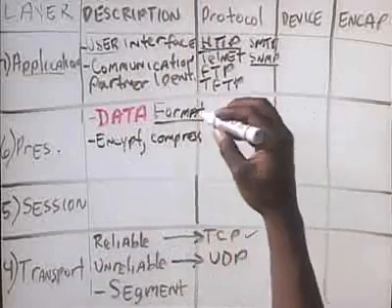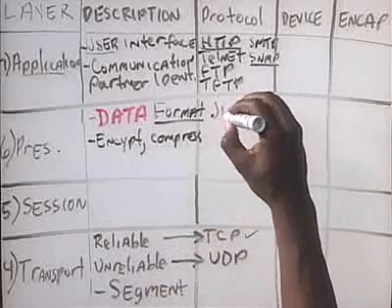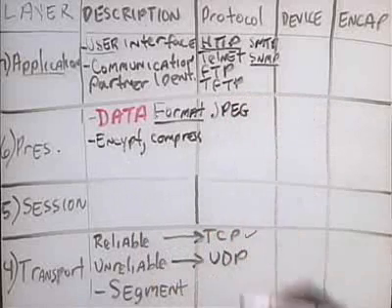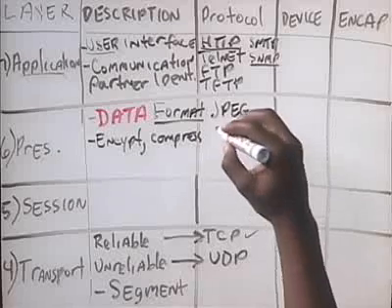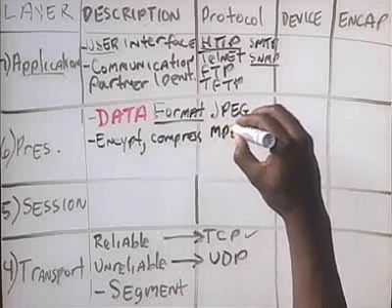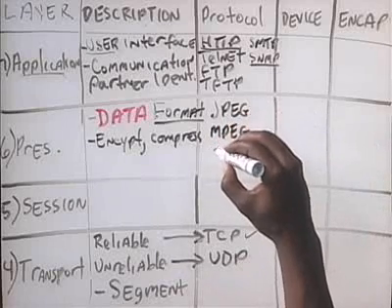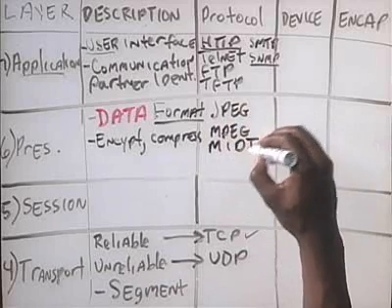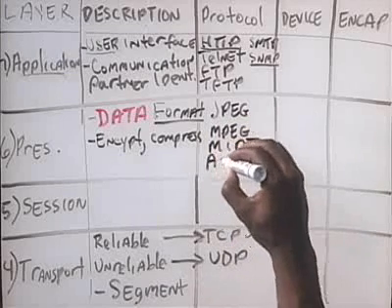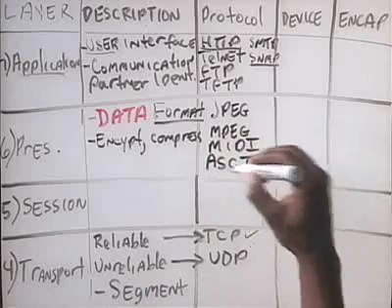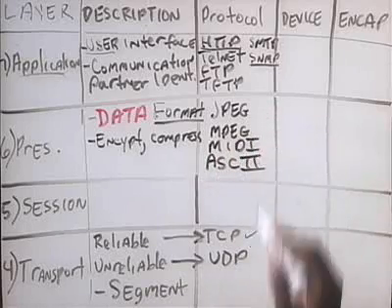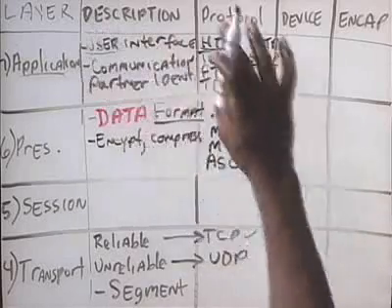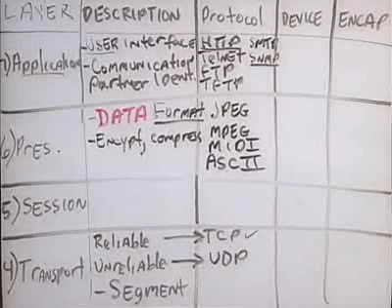A couple of examples here would be JPEG, a picture format, or MPEG, a movie format, or MIDI, music, or ASCII, which is text. These are all different formats of the user information that we might have at the application layer.